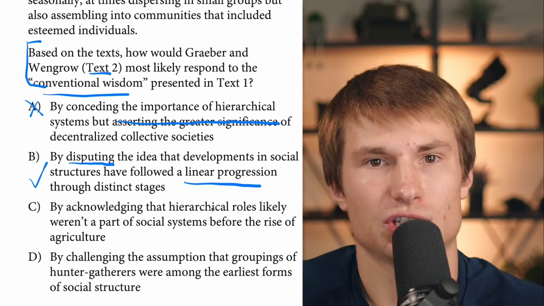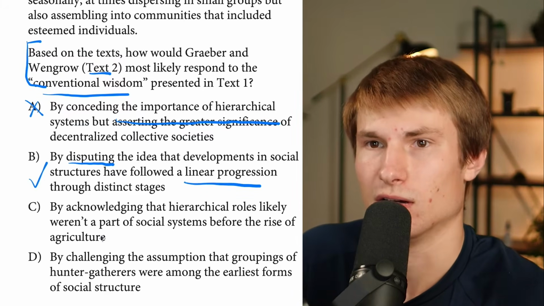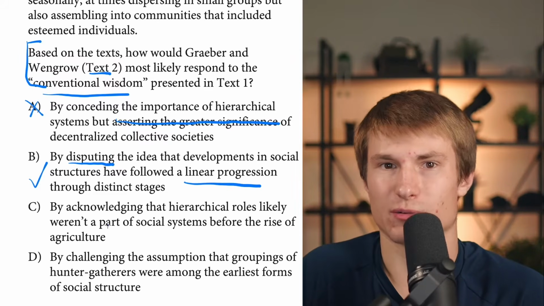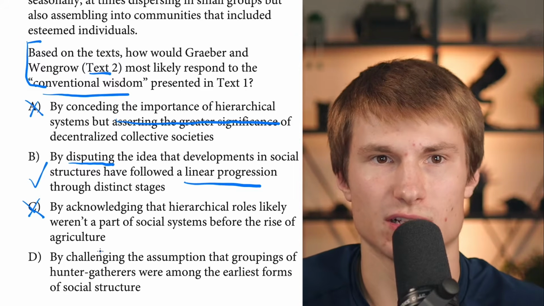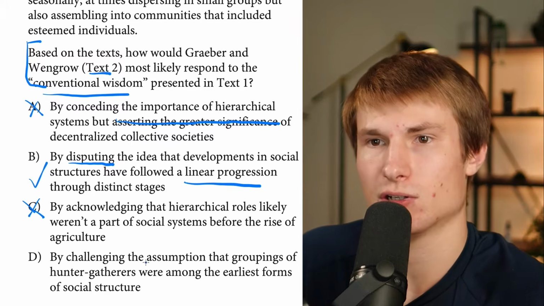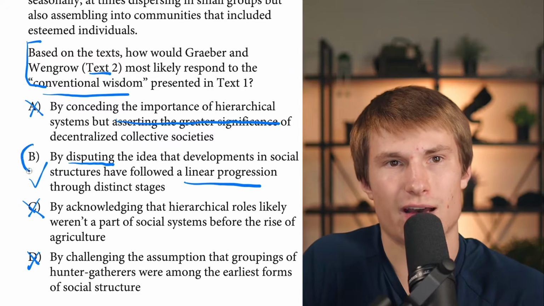We have C, by acknowledging that hierarchical roles likely weren't a part of social systems before the rise of agriculture. Well, they're never acknowledging that. So we can get rid of C just because it's factually incorrect according to the text. There's no support for it. Then we have D, by challenging the assumption that groupings of hunter-gatherers were among the earliest forms of social structure. They're not challenging that, okay? Answer there would have to be answer choice B.